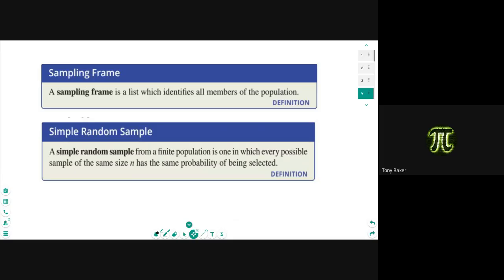Still not infinite. So pretty much everything you deal with in statistics is dealing with a population. That's going to be a finite type of population, in math terms. A simple random sample is where every possible sample has the same size and the same probability of being selected. So if I have 30 people in here, you all have a 1 in 30 chance of being selected. That's random.